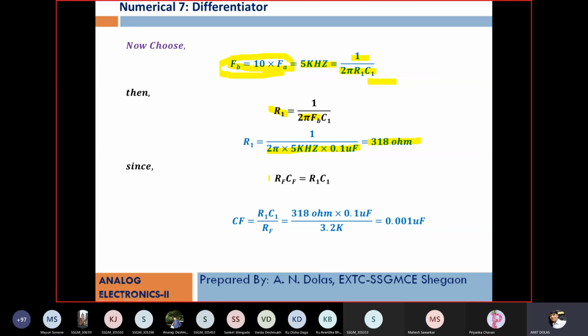Then for good differentiation, we have a condition in the design steps: the time constant of RF CF should be equal to the time constant of R1 C1. So we know what R1 is, what C1 is and what RF is. Accordingly we can go for CF. So CF is 0.001 microfarad if we calculate this. So here the design steps of the differentiator are over.